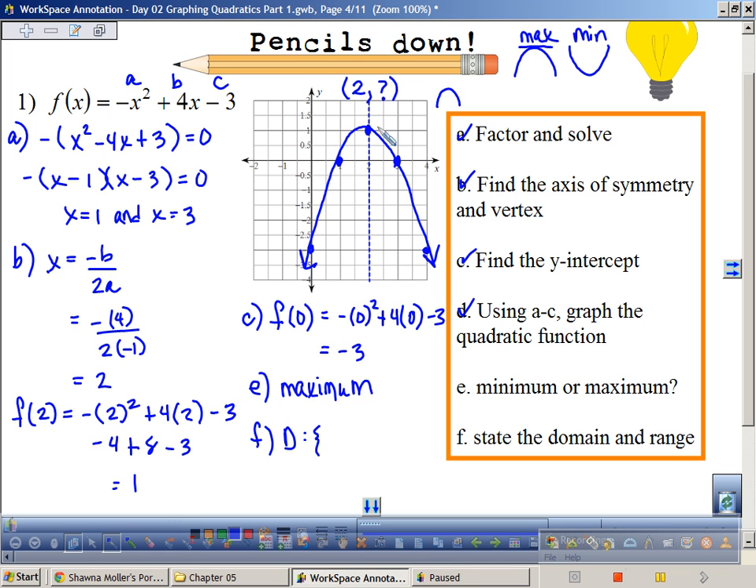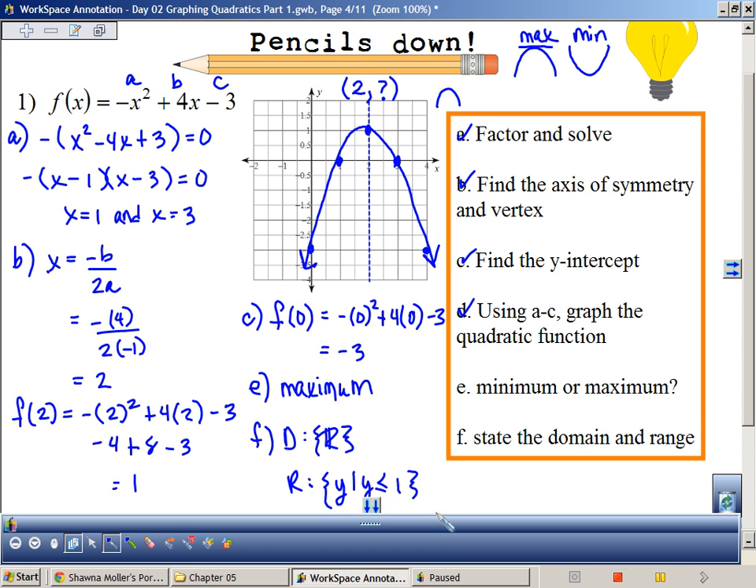My domain, no matter how far I go in this direction on my x, I'm always going to have a solution. Infinite solutions. In this direction, I'm always going to have a solution. So that's all real numbers. And my range, going in this direction, always having a solution. What about this way? Stop right there. There are no more solutions to this graph above 1. So y, such that y has to be, oops, not greater than, but less than or equal to 1.